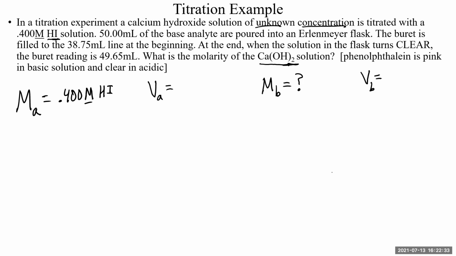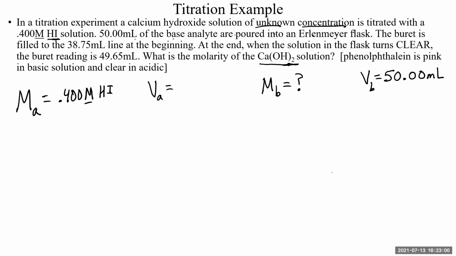VB, okay, how about VB? 50 milliliters of the base analyte are poured into an Erlenmeyer flask. Okay, so 50 milliliters, that's a lot. That's kind of risky because most burettes only hold about 50 milliliters of solution. So you might risk running out of solution in your burette, at which point you have to restart the experiment.